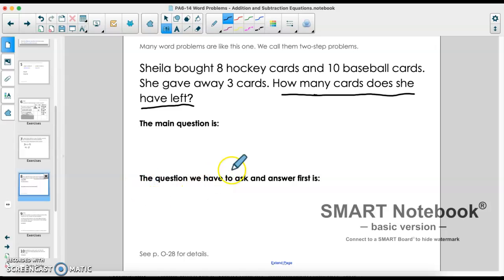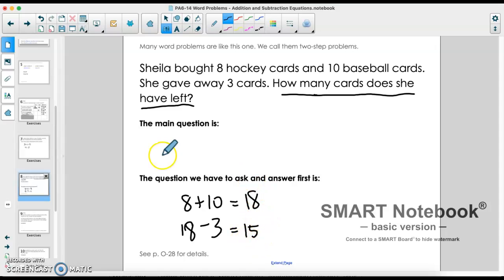And so the first question here is just how many cards does she have in total? So that would be 8 plus 10, which equals 18. And so she's got 18 cards. And then she can give away the three cards. We'd have our 18 minus 3 equals 15. And then that answer is going to be our answer to the main question. She's got 15 cards left.